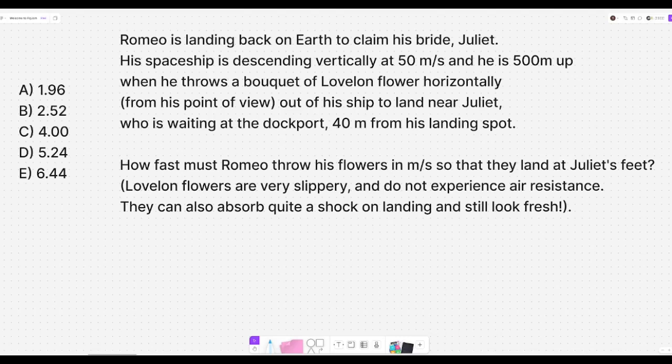Today we're going to look at a high school physics question. This physics question is meant for either AP exams or physics contests. This is actually quite an easy question. It's a warm-up question.